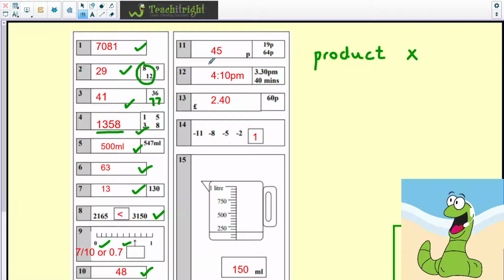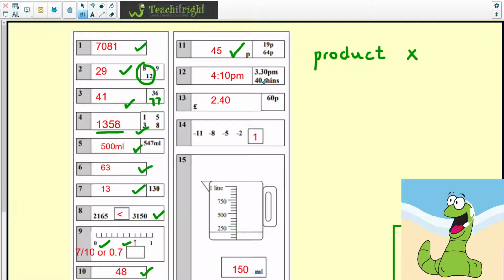Now, the longer questions, question 11, the difference between 64p and 19p is 45. There are different approaches for that one. You might have just done it as a subtraction method, or perhaps you might have taken, for example, 20 away, and then you would have got 44, but then you need to add one more back on because we're only taking 19 away to give you 45. So that might have been the approach that you took.